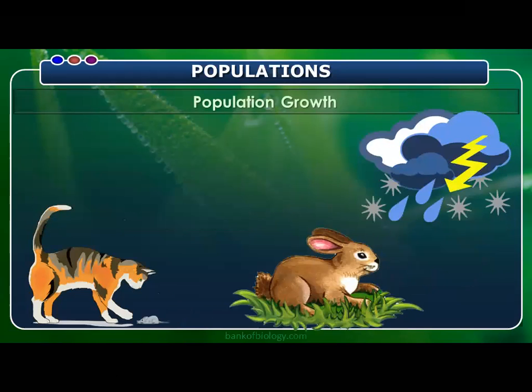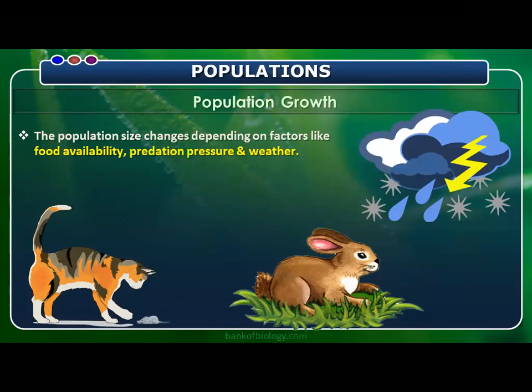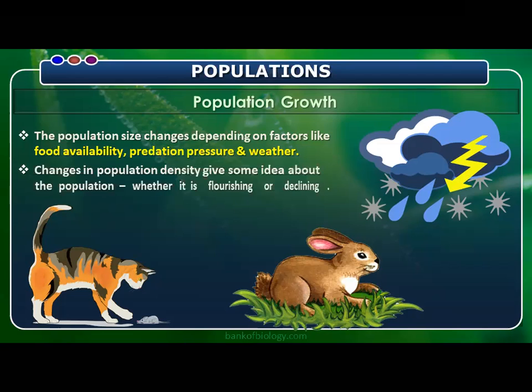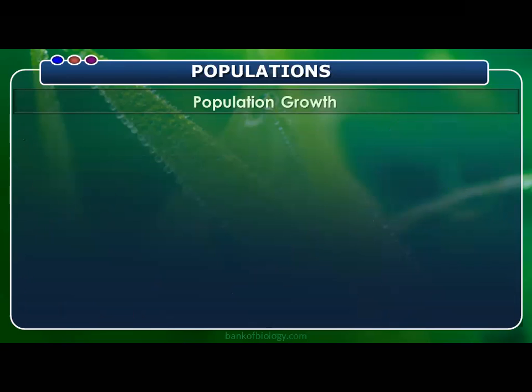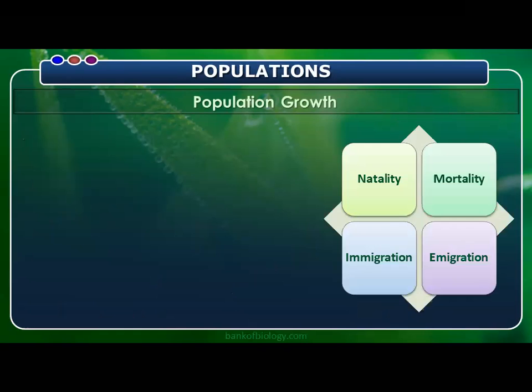Then moving on to population growth. Population growth is also one of the attributes. The population size changes depending on factors like food availability, predation pressure, and weather. Changes in the population density give some idea about the population, whether it is flourishing or declining. So who influences it? Natality, mortality, immigration, emigration. A little bit of focus here will help us answer a simple question in the NEET examination.